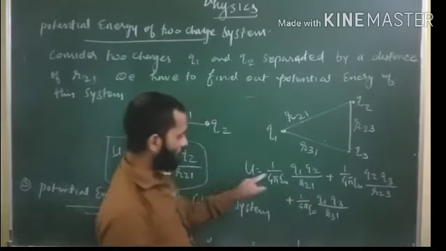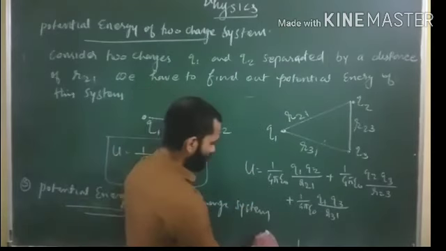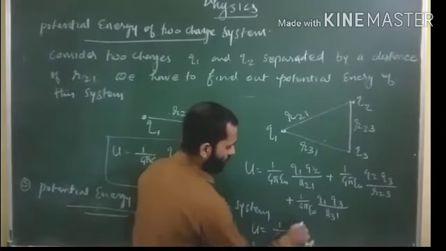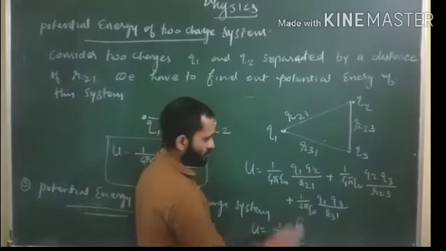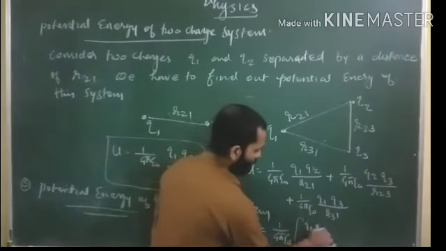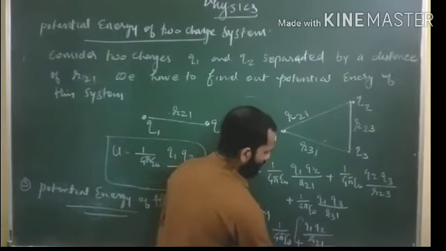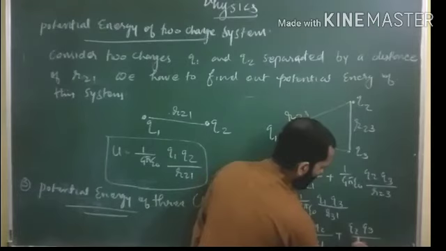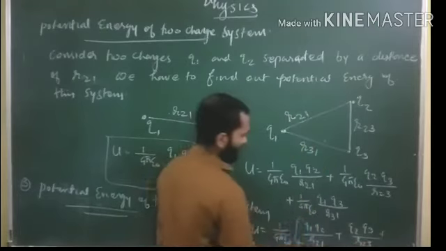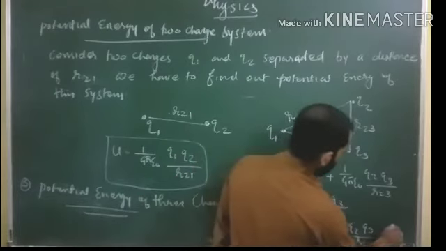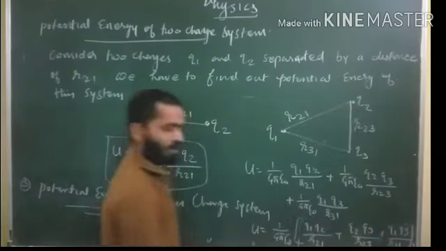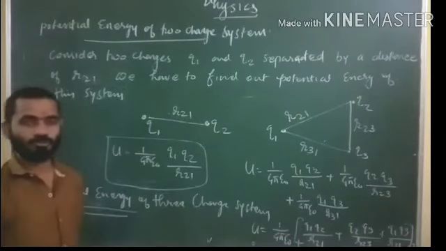Now here the common factor is 1 by 4 pi epsilon naught. So the total U will be equal to 1 by 4 pi epsilon naught, bracket, Q1 Q2 divided by R21 plus Q2 Q3 divided by R23 plus the last one Q1 Q3 divided by R31. So this is the total potential energy of this three system of charges.